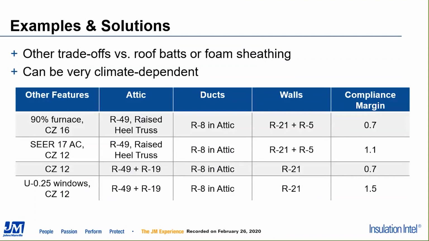Similarly, the second row, if we improve the air conditioning efficiency, again, we can show some good performance there. Jumping down to this bottom one, improving the windows can be another option to, let's say, eliminate the foam sheathing on the walls.